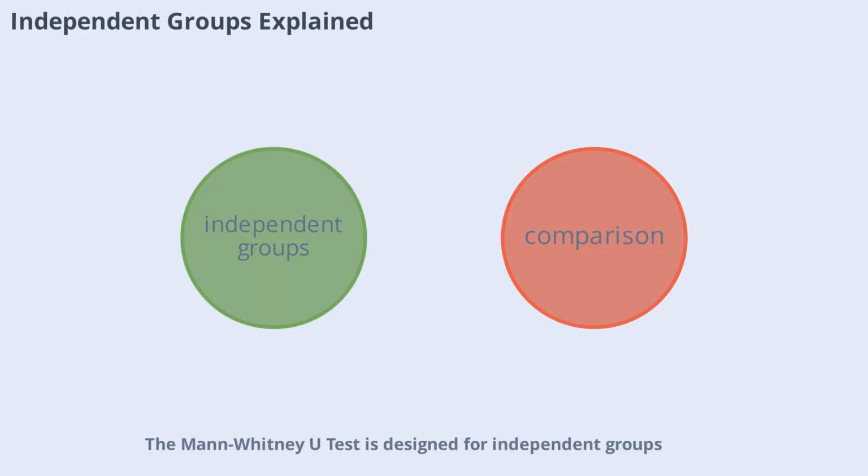Mann Whitney U test is designed for independent groups. But what does that mean? Independent groups are groups where the individuals in one group are completely separate from those in the other. For example, comparing test scores between two different classrooms or measuring recovery times for patients using two different treatments. There's no overlap or pairing between the groups, which is crucial for the test's validity.